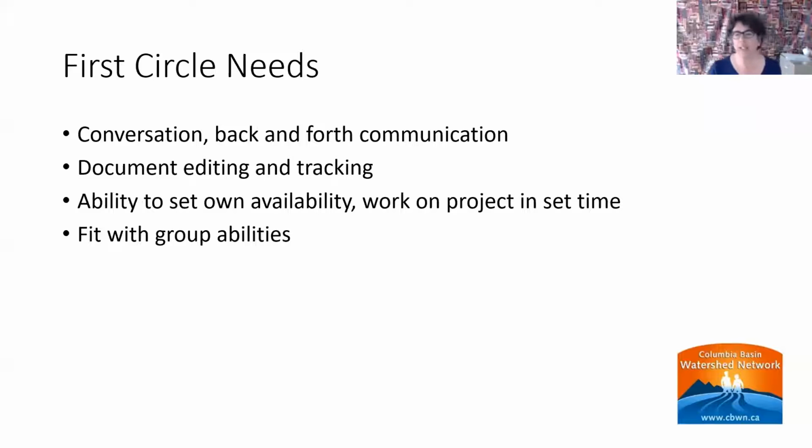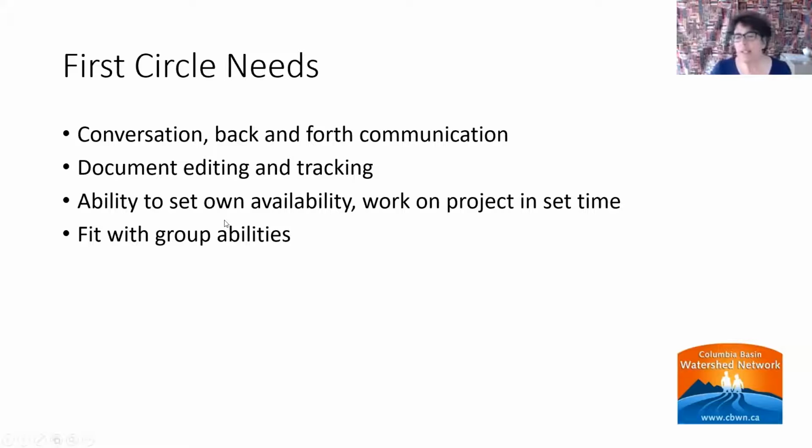So what do we need with our first circle? We need to have conversation, back and forth communication. We often want to be working collaboratively on documents, editing this and that and sharing things around. And much more than for business or organizational solutions, you need people who are able to set their own availability. When they go to work on something, they need to be able to find it, read it, make their comments, and make sure other people can find those, and all of that has to fit with the abilities of the group.